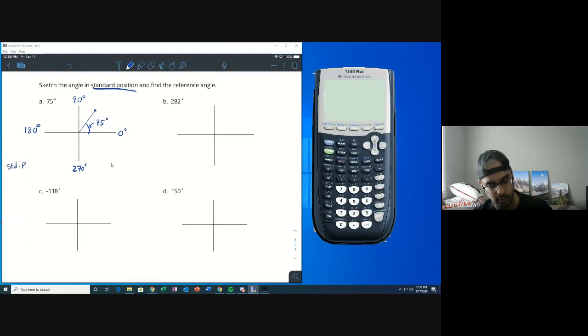Standard position is going to be 75 degrees. Reference angle also 75 degrees. Okay, sometimes they're the same.